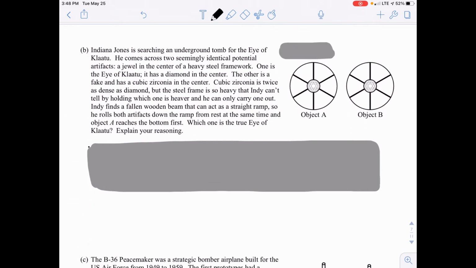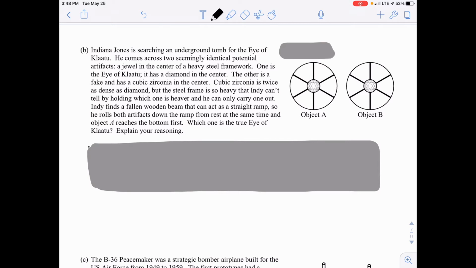Part B. Indiana Jones is searching an underground tomb for the Eye of Klaatu. He comes across 2 identical potential artifacts, a jewel in the center of a heavy steel framework. One is the Eye of Klaatu. It has a diamond in the center. The other is a fake and has a cubic zirconia in the center. Cubic zirconia is twice as dense as diamond.